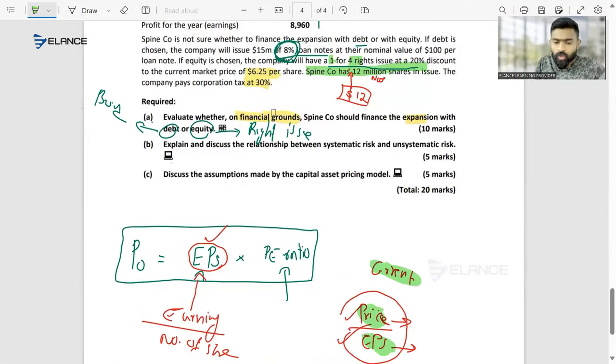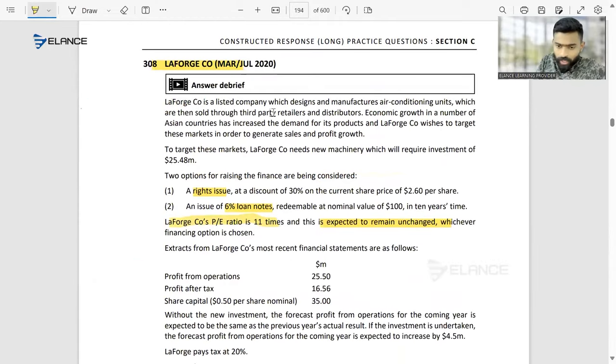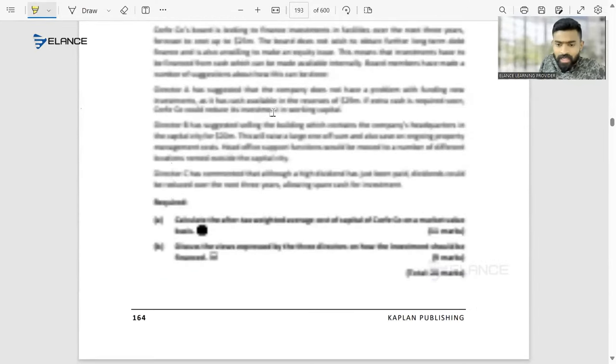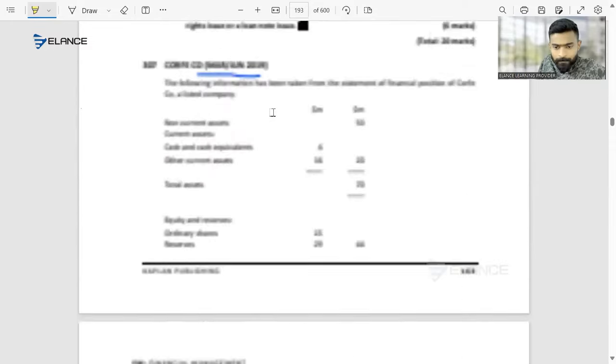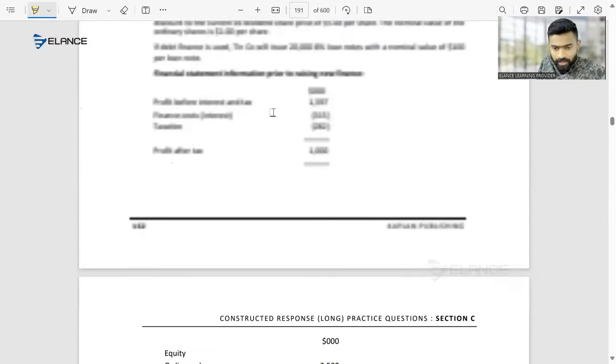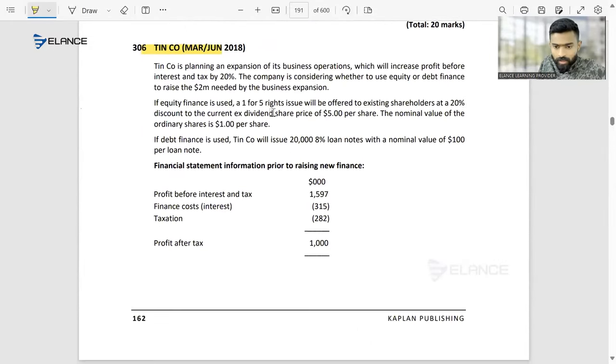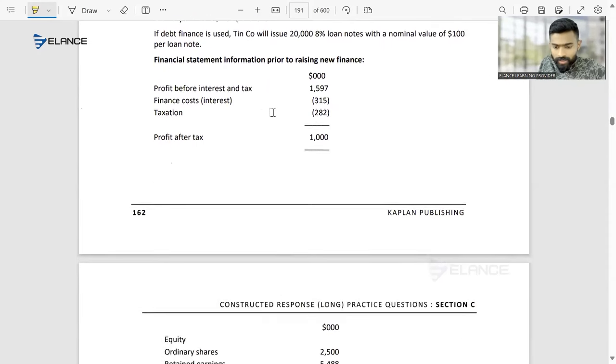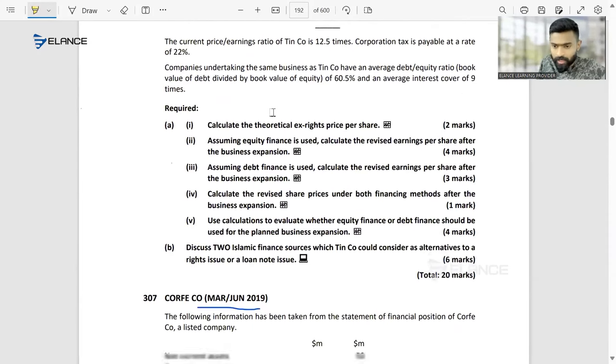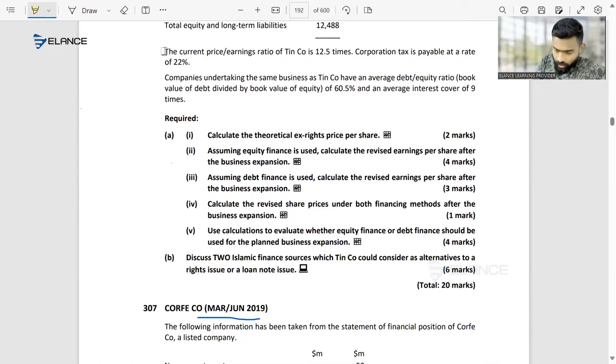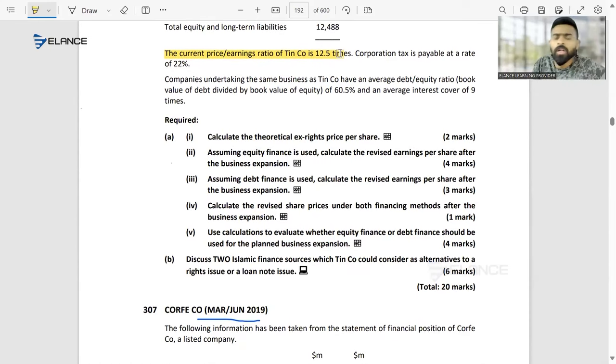So, I'll show you another question. This was Lafarge. We are solving fine. There's another question named Tin Company. Is it here? Yeah. This question also will be a similar type. Look here. The current PE ratio for the Tin Company is given, 12.5. We'll assume it is the same.